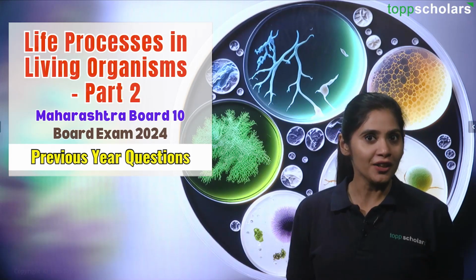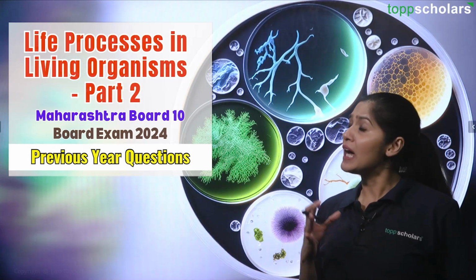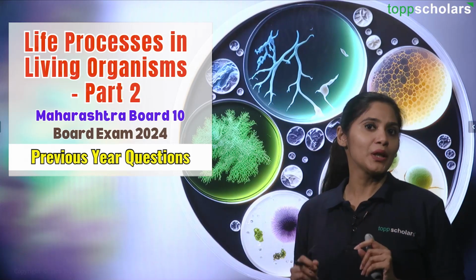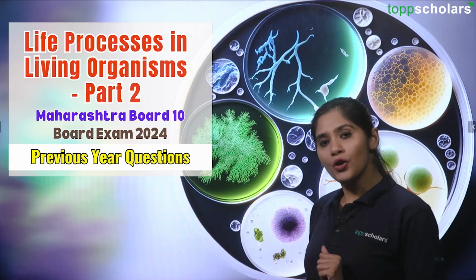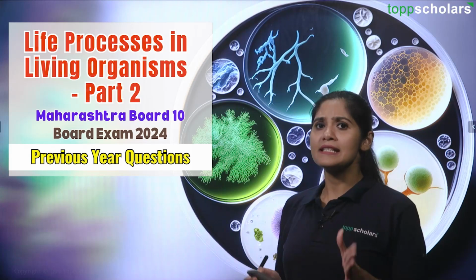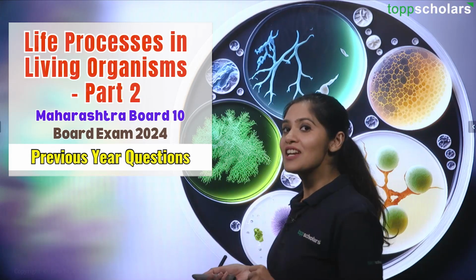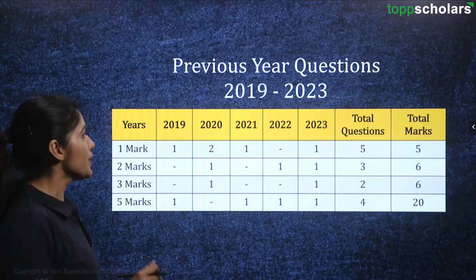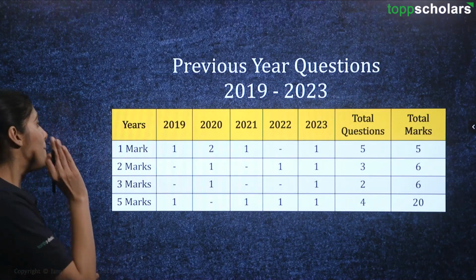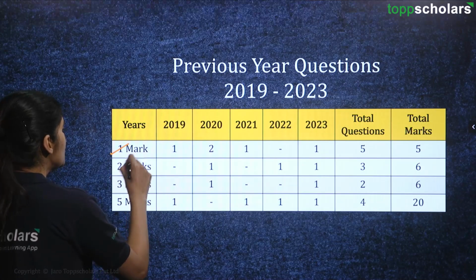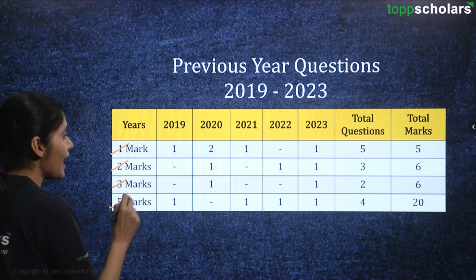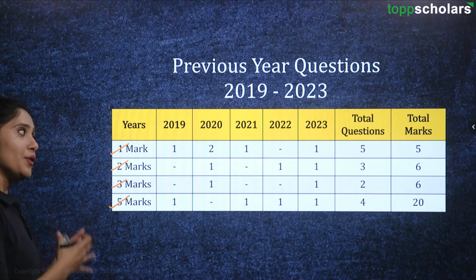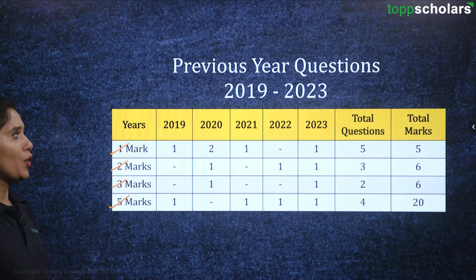Now, here we are again, back with another chapter and a discussion on the sample questions from this chapter. Before we move on, let's first discuss the marking scheme, shall we? As you can see here, we have questions of 1 mark, 2 marks, 3 marks and 5 marks from this particular chapter, and the way they are distributed looks somewhat like this.